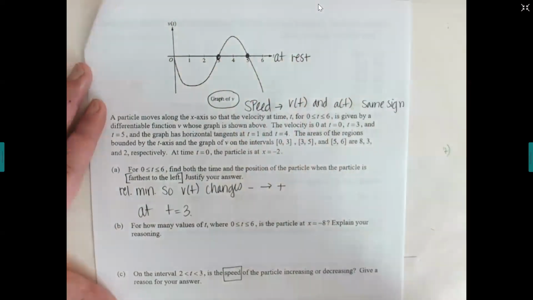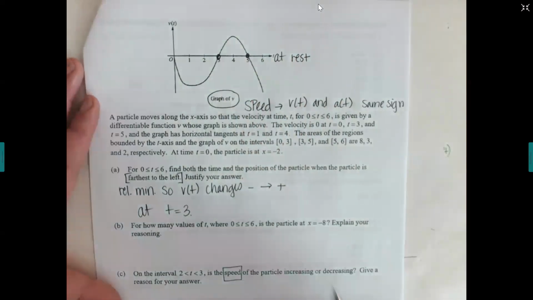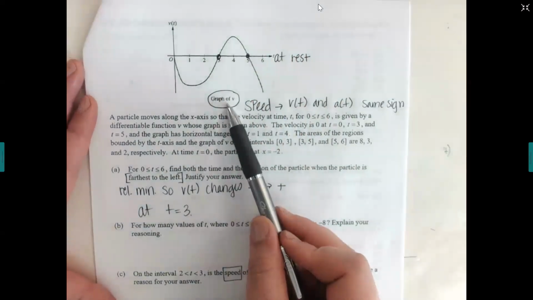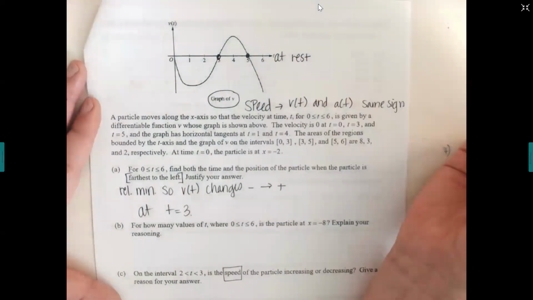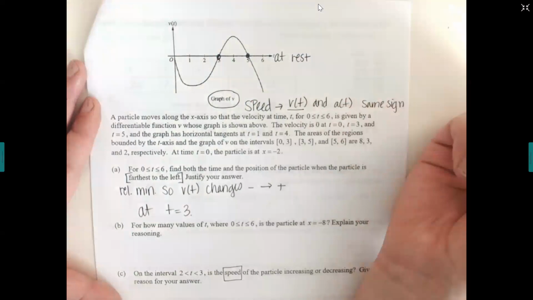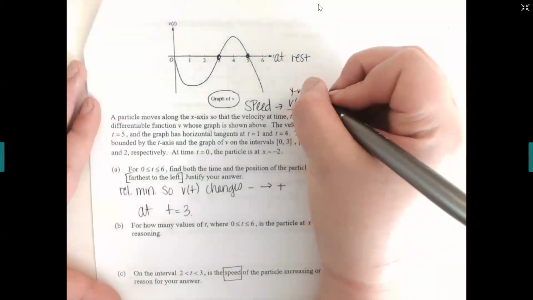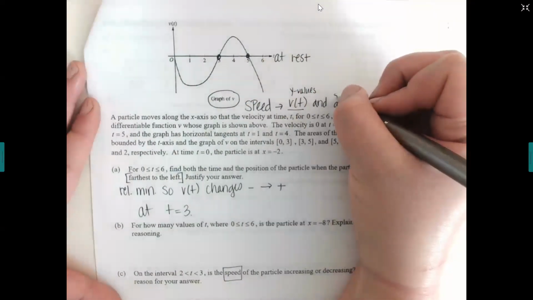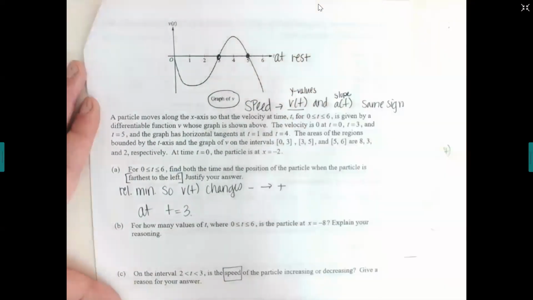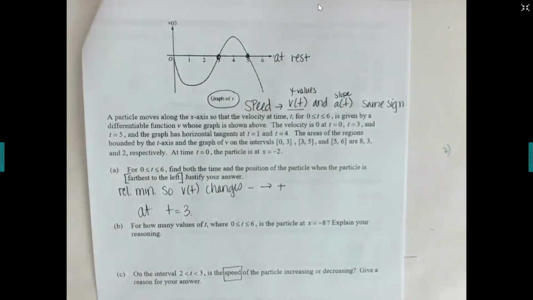Now, think about what features those would be on this graph. This is already a velocity graph. Then what would velocity be? What feature? Velocity would be the y values. And what would acceleration be? The slope. So I can either be above with a positive slope or below with a negative slope. So think about where those happen. You can just shade them on your number line.